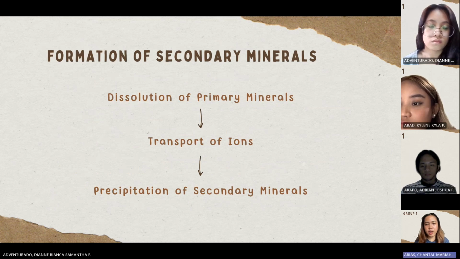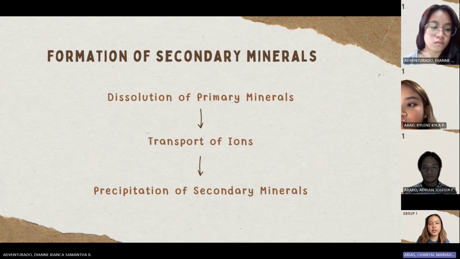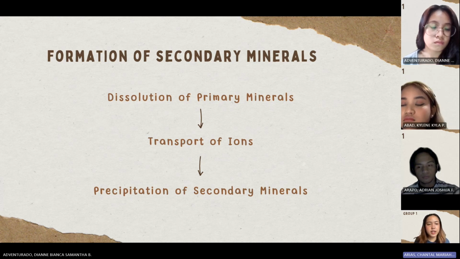So this is how secondary minerals are formed. So first is the dissolution of primary minerals. Acids react with primary minerals, breaking down their structure and releasing ions. For example, yung mga carbonic acid, organic acids, nitric acid, and sulfuric acid. And then magta-transport yung ions, yung released ions are transported through water.